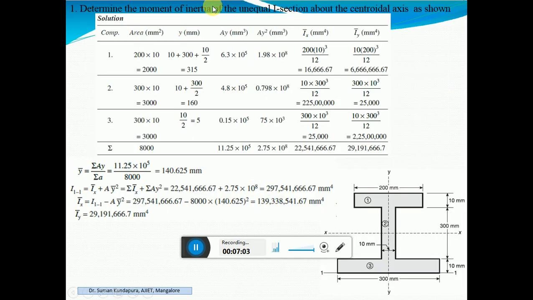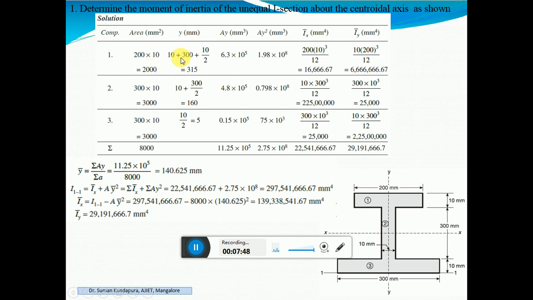We'll take up the first problem, which says determine the moment of inertia of the unequal I section about the centroidal axis as shown. So this is your centroidal axis, this is your I section, which consists of 3 rectangles. You will have to split it into 1, 2 and 3 by dividing it over here, that is 200 into 10. First one is a rectangle here, second one is also a rectangle, third one is also a rectangle here. So the first area is 200 into 10, 2000.